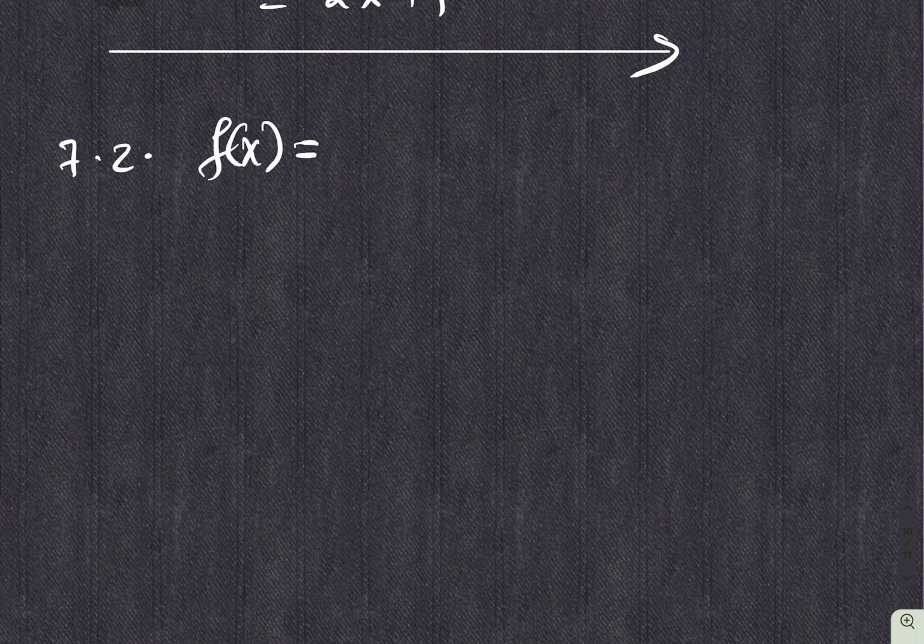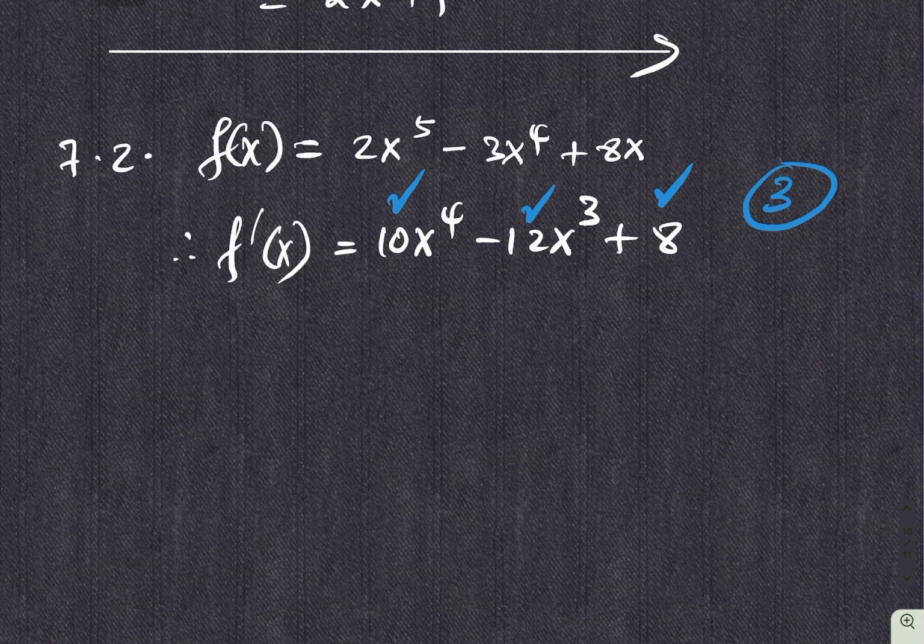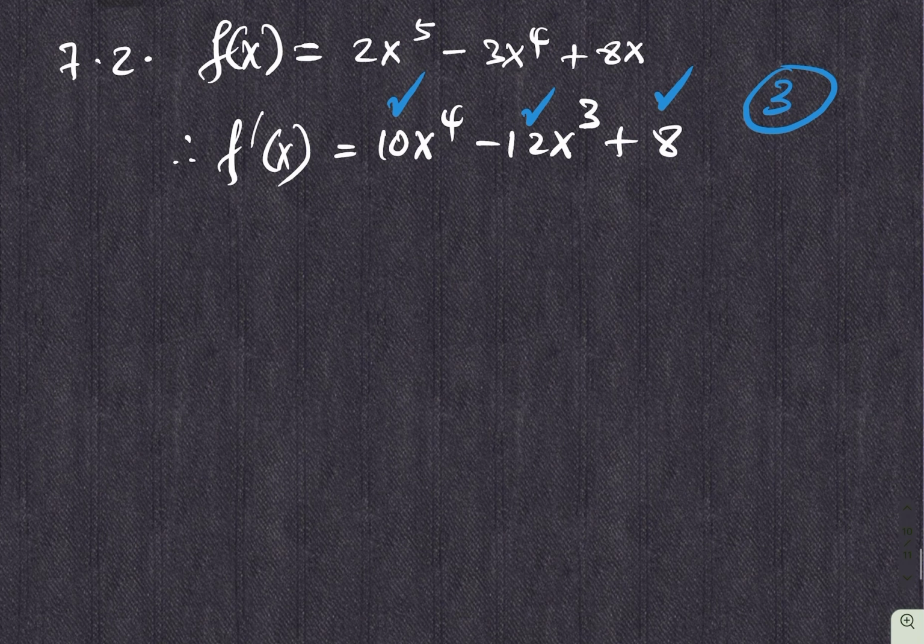We have f of x, which is equal to, as given, 2x to the power 5 minus 3x to the power 4 plus 8x. This is what you guys are given. So you want to find the first derivative. That is going to be 10x to the power 4 minus 12x to the power 3 plus 8. So where do you get the marks? You get that, and that should tie down to 3 marks. This is how they are going to mark you guys.